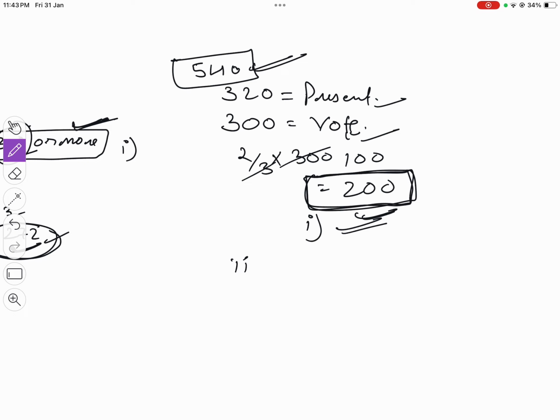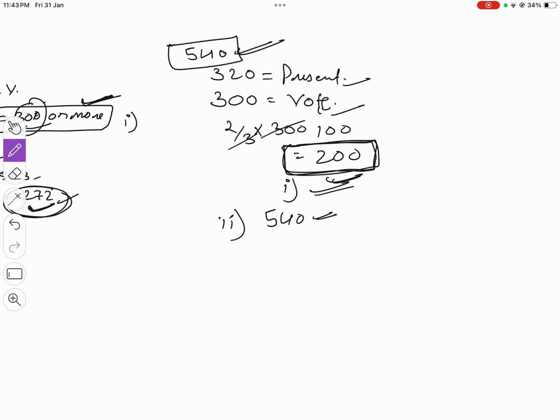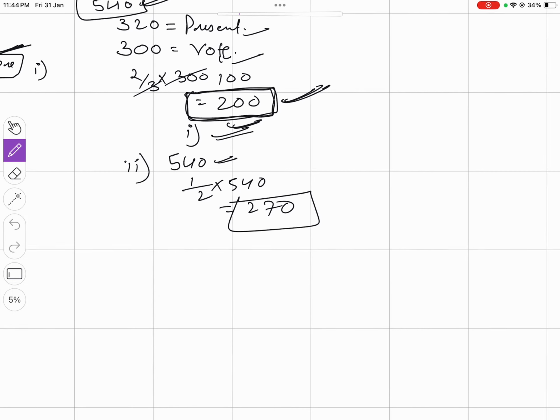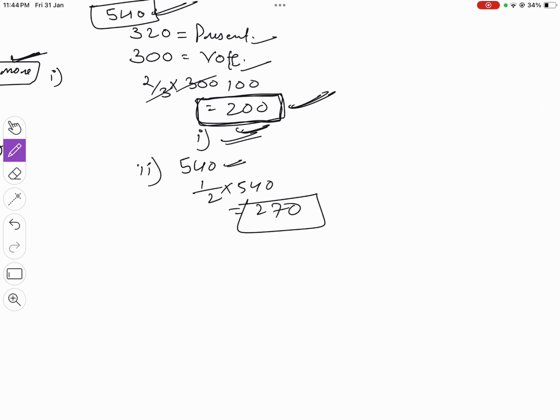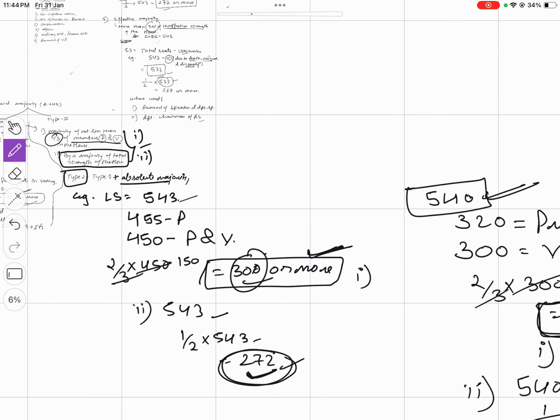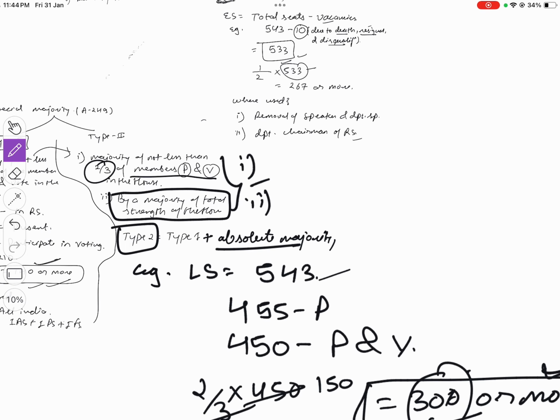What is the second condition saying? You have 540 members. Absolute majority also needs to be passed. 1/2 of 540, that is your 270. You have only 200 votes in favor of you and absolute majority is not passed. So the bill is not passed by special majority type 2. There are two conditions in type 2. First condition is fulfilled but second is not fulfilled, so the bill is not passed by type 2 majority.